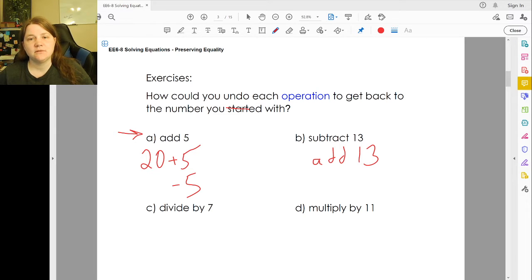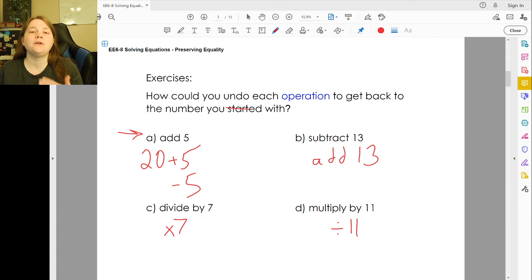Dividing by 7? Well, what's the opposite? What's the inverse? Inverse is the correct word for that. What's the inverse of division? Multiplication. So instead of dividing by 7, I would multiply by 7. What if I'm multiplying by 11? What's the inverse of multiplication? Division. And I'd want to divide by the same number I multiplied, so I would divide by 11.